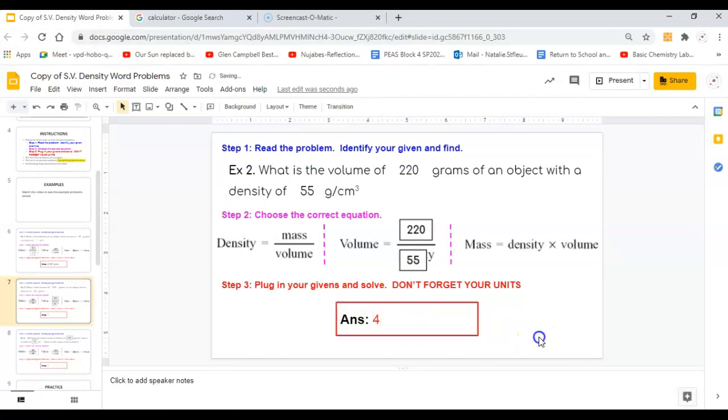Am I done? Absolutely not. Remember, we cannot forget our units. You would lose points if you don't have your units. All right, so we're asked to find volume. Well, what are the units of volume? When you're looking for the units of volume, you're going to go back to your density unit. Now remember, the units of density are made up of two separate units. The first one is your mass, so grams will be my unit of mass, and the second one is your volume, so that's centimeter cube.